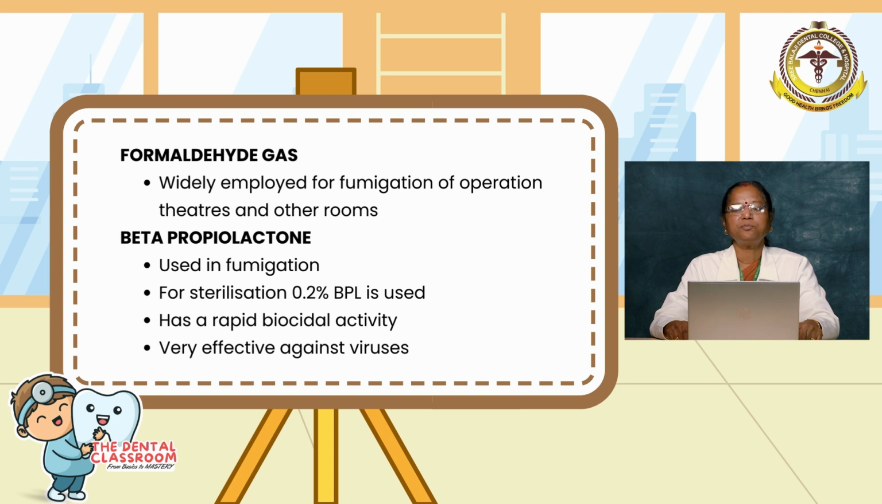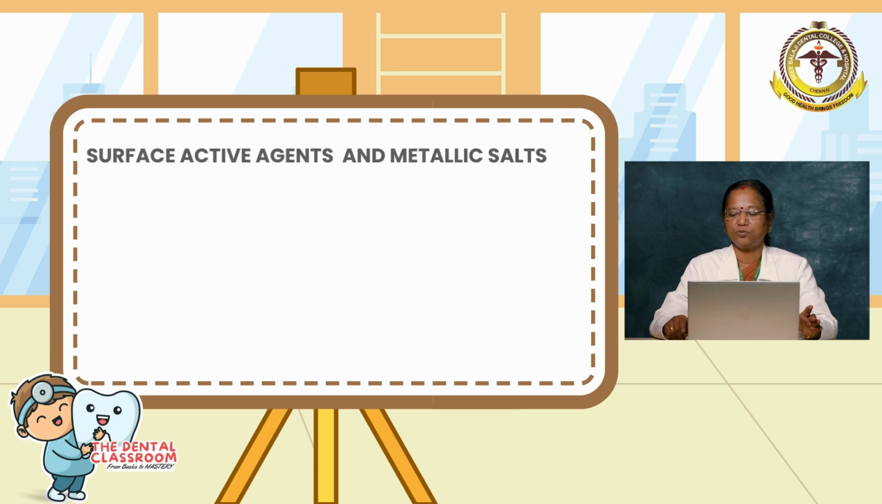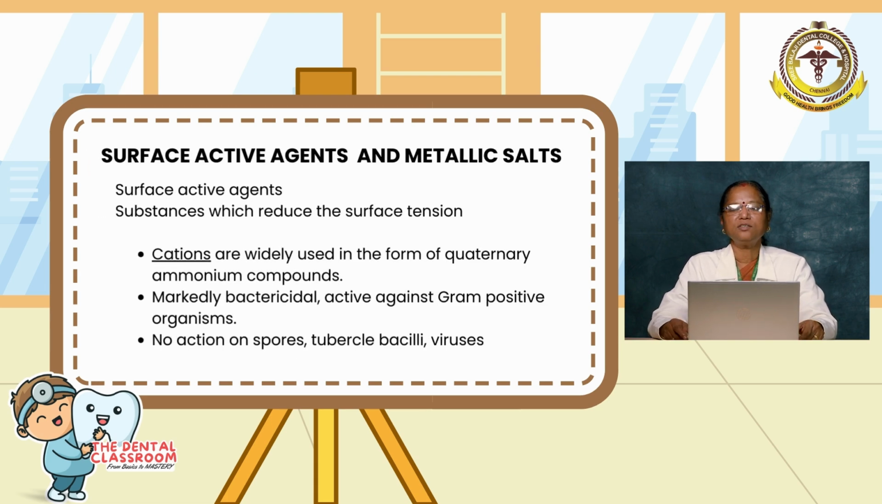The next one is beta propiolactone, which is used for the fumigation of operation theatre, and it is also used for action against many viruses. It's very effective against many viruses. It has a very rapid biocidal activity. The percentage that is used is 0.2%, whereas for formaldehyde it is 10%. Here it is 0.2.